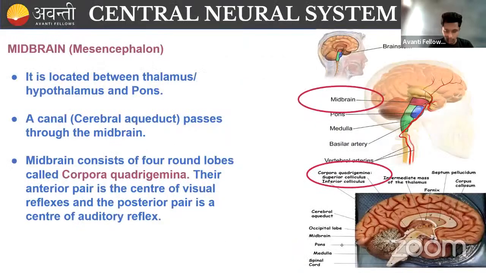So next we have to go for the midbrain. The midbrain, as we discussed, is also called the mesencephalon. So where is the location of your midbrain? The midbrain is located between two regions.